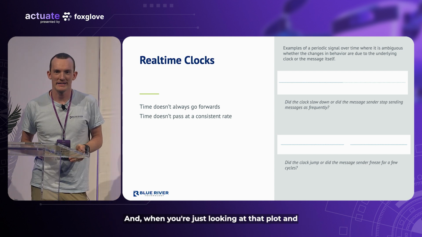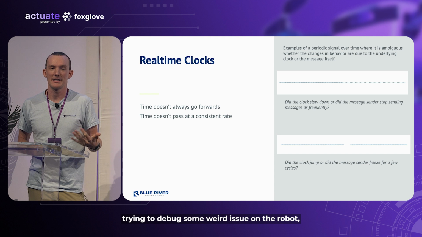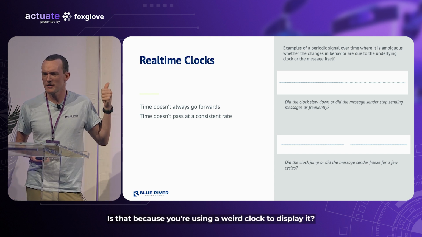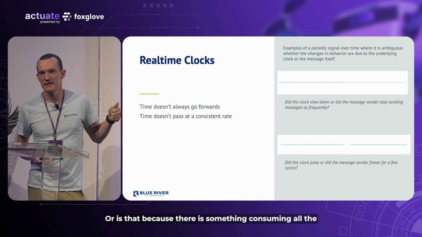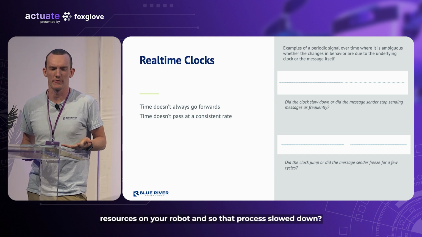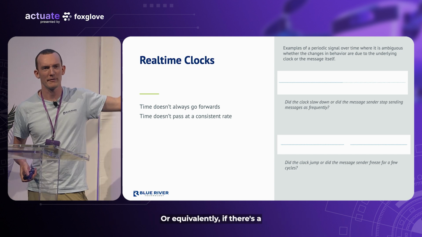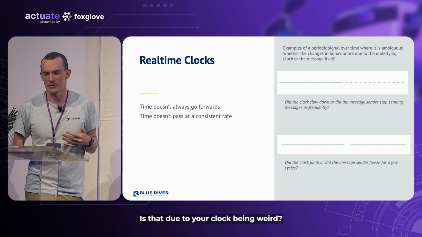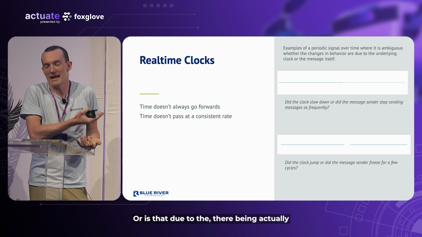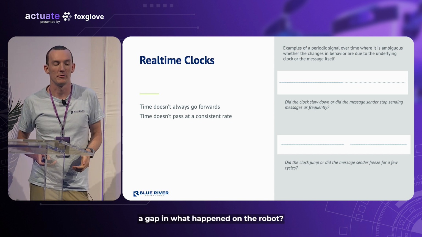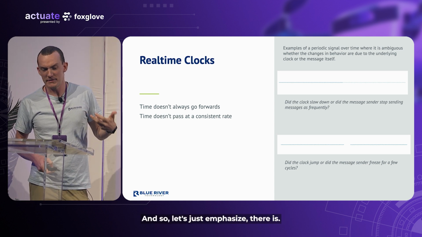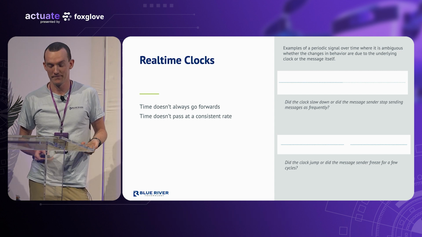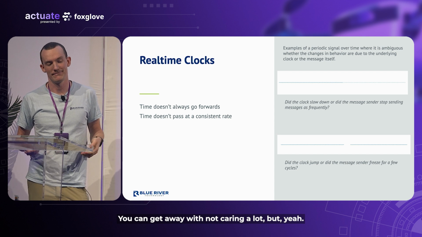And maybe that means that you suddenly see what should be a periodic message have a gap widen up a bit. And when you're just looking at that plot and trying to debug some weird issue on the robot that you don't know why it was happening, is that because you're using a weird clock to display it? Or is that because there is something consuming all the resources on your robot, and so that process slowed down? Or equivalently, if there's a gap in the message signal, is that due to your clock being weird, or is that due to there being actually a gap in what happened on the robot? And so this is to emphasize, you have to care about this if you are trying to debug certain types of weird issues. You can get away with not caring a lot, but yeah.